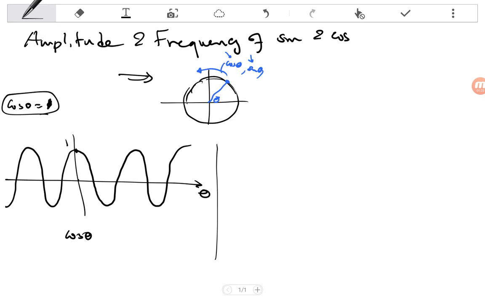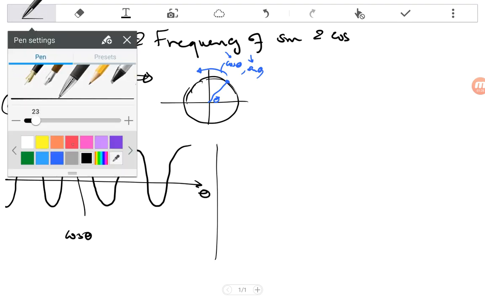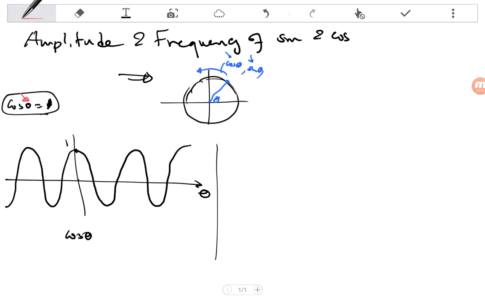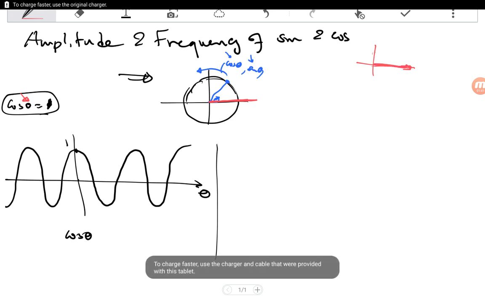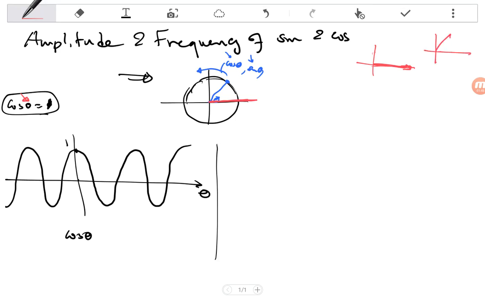What does that mean in the graph? It means that at angle 0, where is the angle 0? An angle is measured from the positive x-axis. An angle is always measured from the positive x-axis. When I measure this angle, this is the starting side of the angle, to the other side. So that's how an angle is measured, with the positive x-axis.